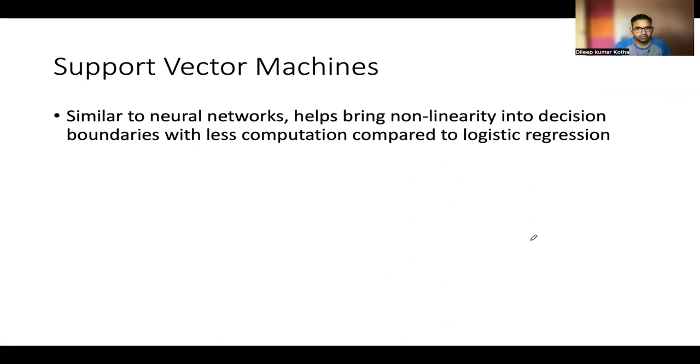So we have seen what is the advantage of neural networks over logistic regression. It brings non-linearity into the decision boundaries. In the same manner, support vector machines also bring non-linearity into these decision boundaries. So since linear regression and logistic regression are linear, we have the advantage of getting non-linearity using the neural network or the support vector machines. Let's move on.